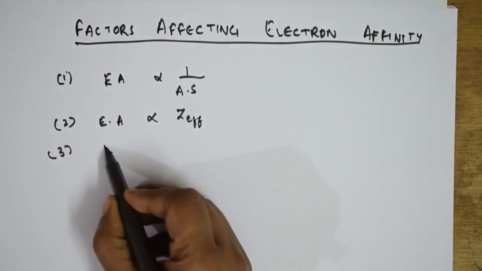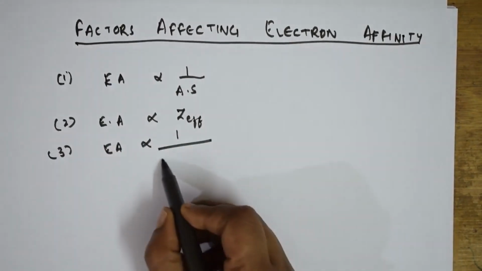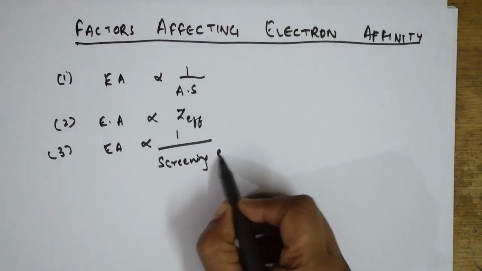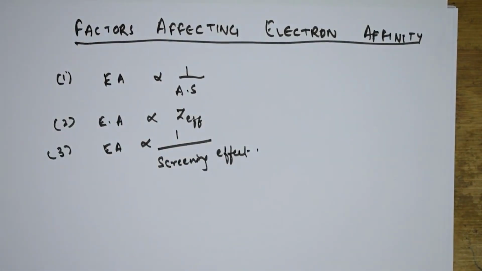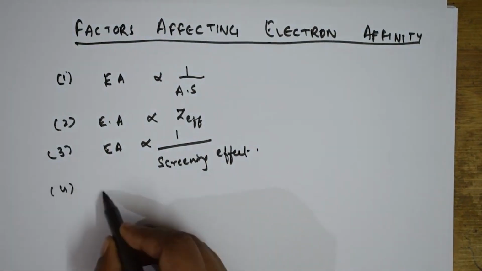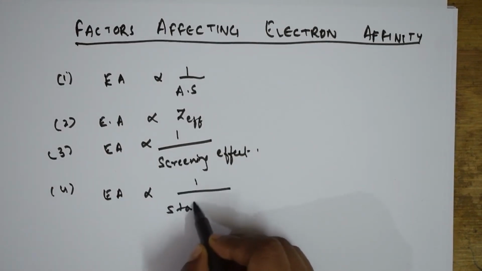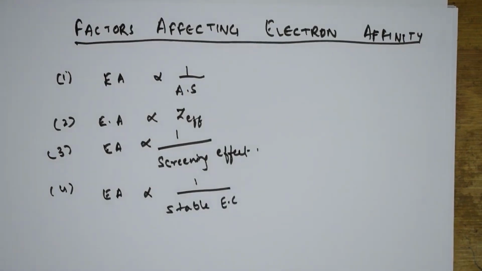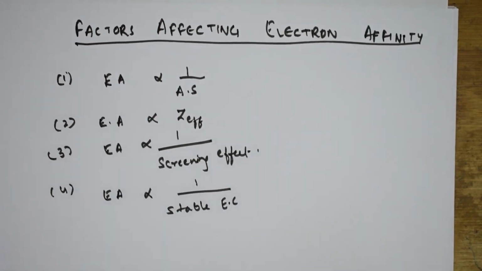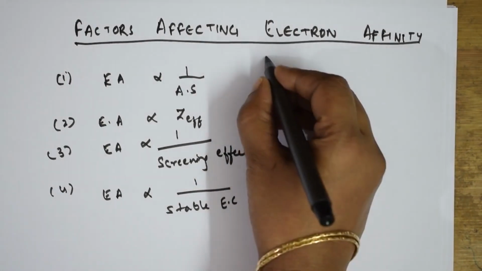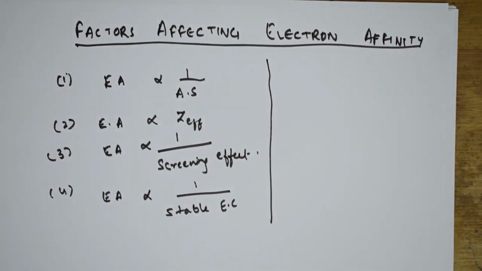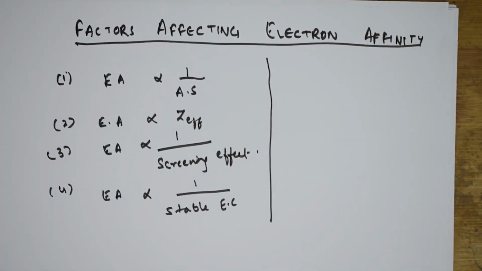The third important thing: electron affinity is inversely related to the screening effect. I've already explained in the trick series why this is inversely related and why that is directly related. Last but not the least, the fourth one: electron affinity is inversely related to stable electronic configuration. Please go back to the inorganic series, the trick series, where I've explained the concepts one after the other. As of now, I just gave you the concept here. Go to the video, watch it, and then you will have an understanding about this.